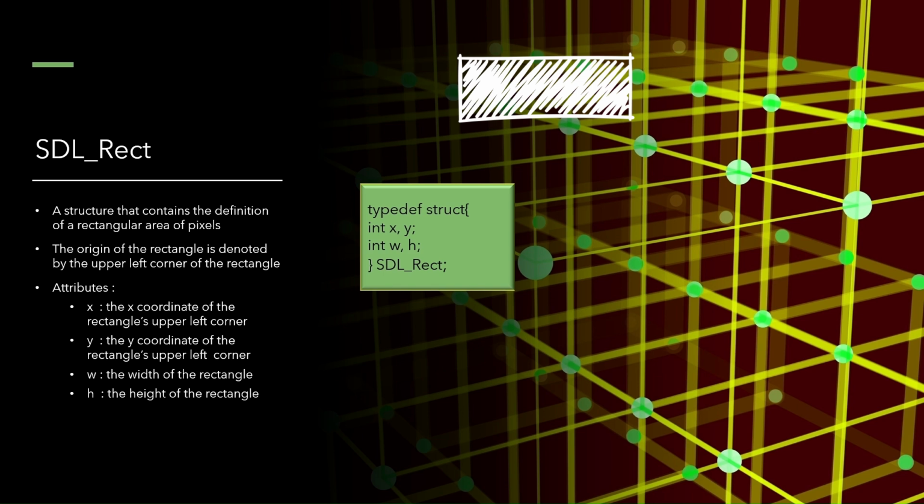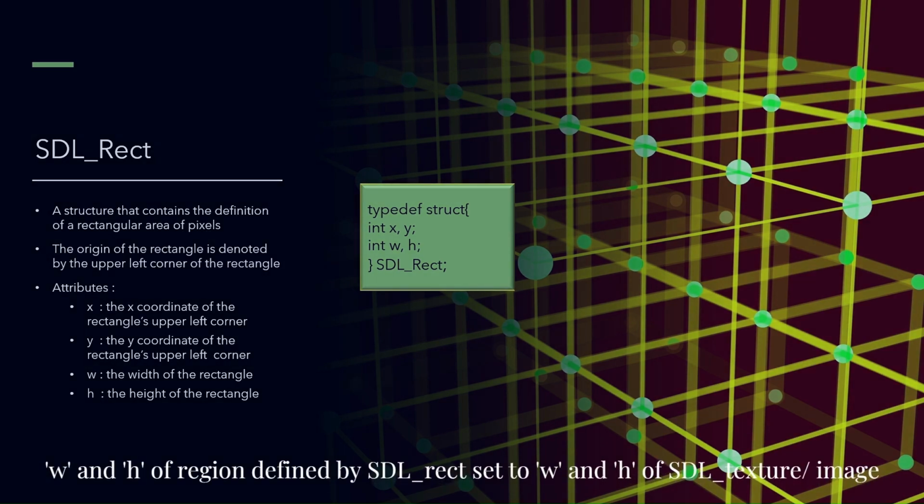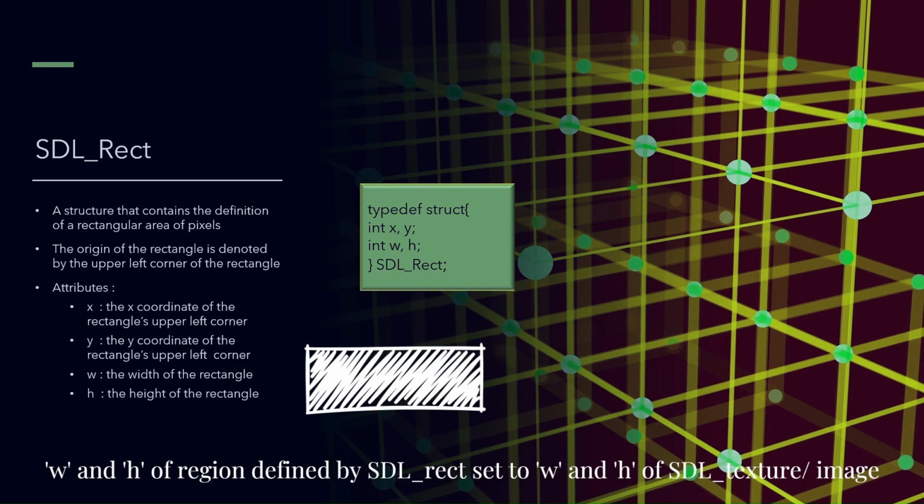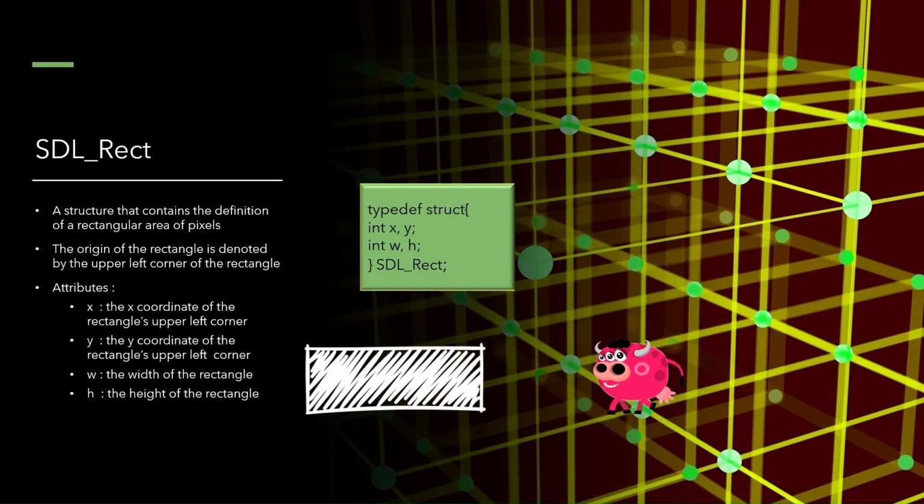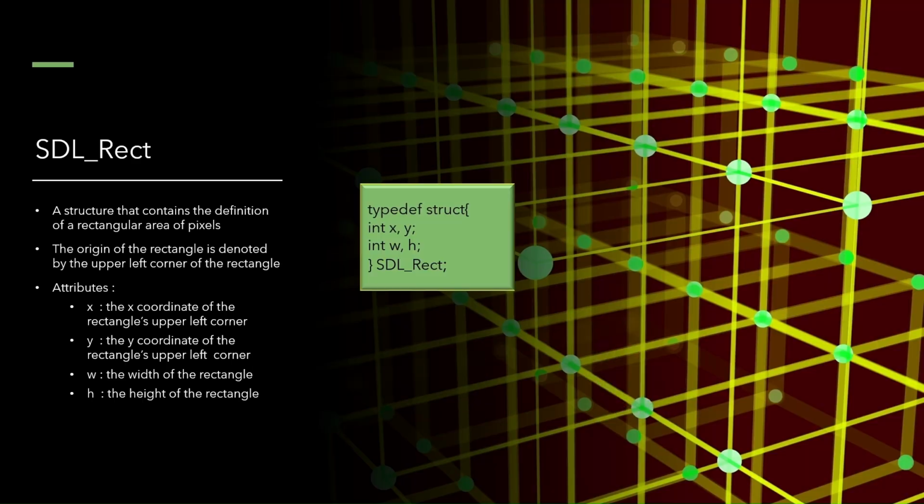Well, remember with the SDL query texture function, we can query the attributes of the texture or the image, like the width and height. So we will set the width and height of the rectangular region represented by the SDL rect structure to the width and height of the image that we query using the SDL query texture function.